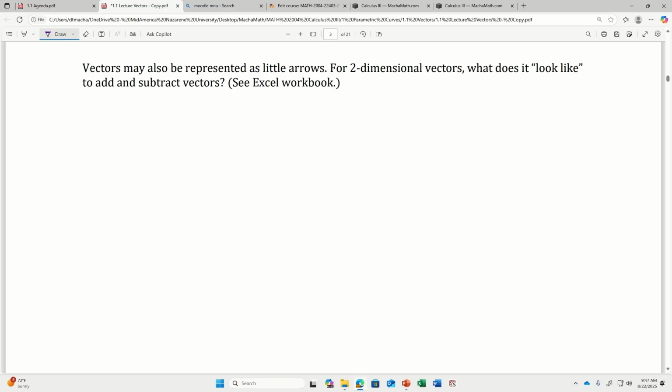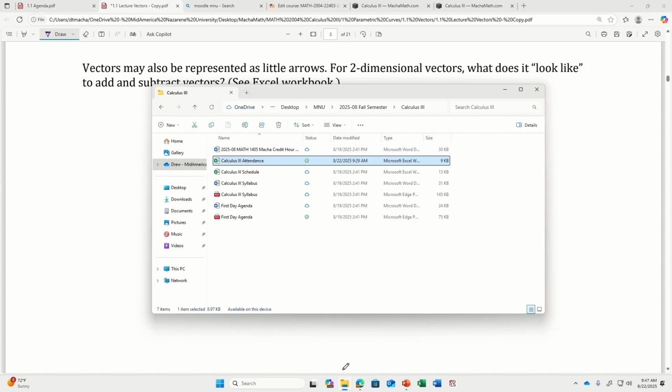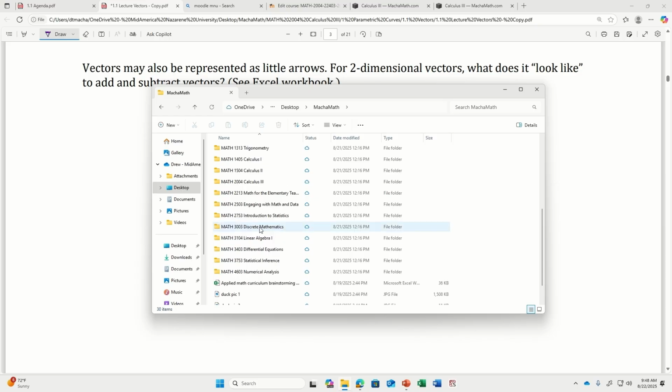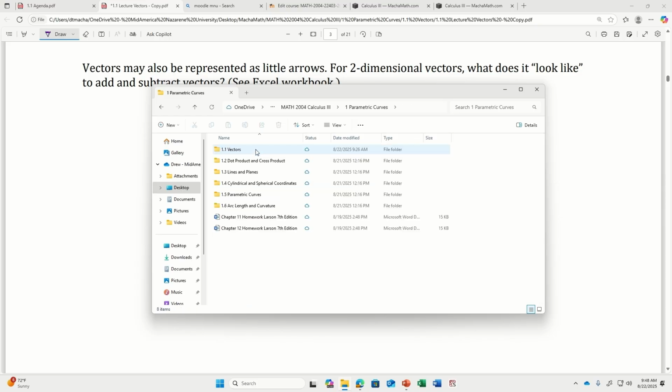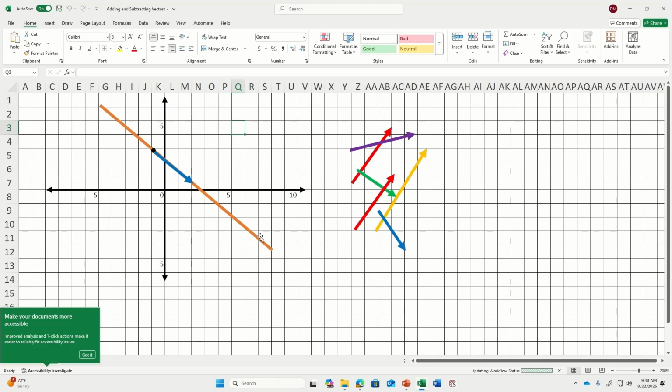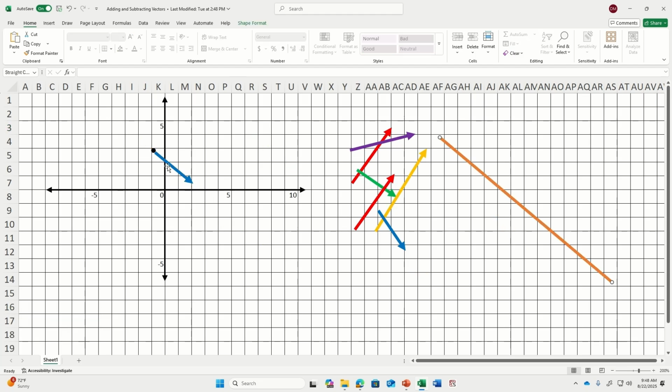Now, again, if you've already taken linear algebra, if you've already taken physics, this is going to be a little review for you. But besides just being a list of numbers, a vector could be represented as a little arrow. And I have an extremely high-tech multimedia presentation for you. Okay. Here it is.